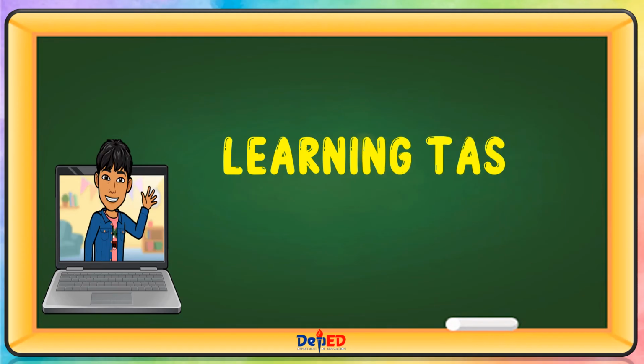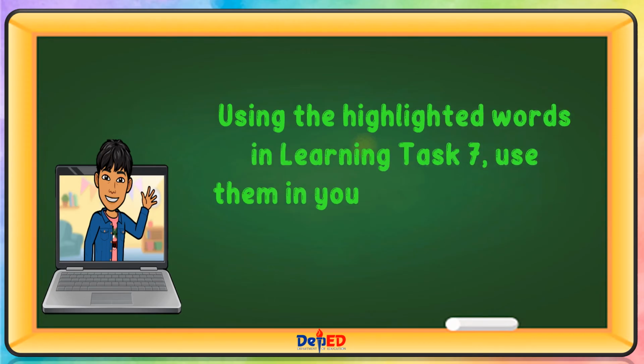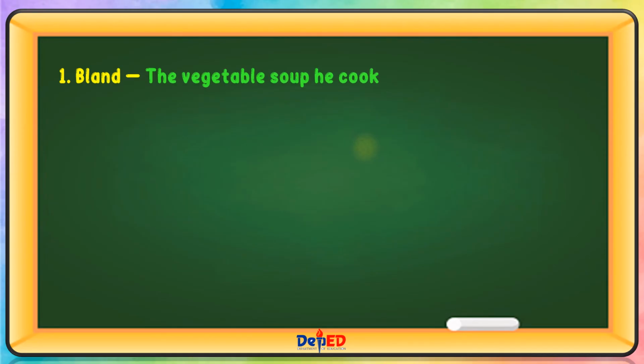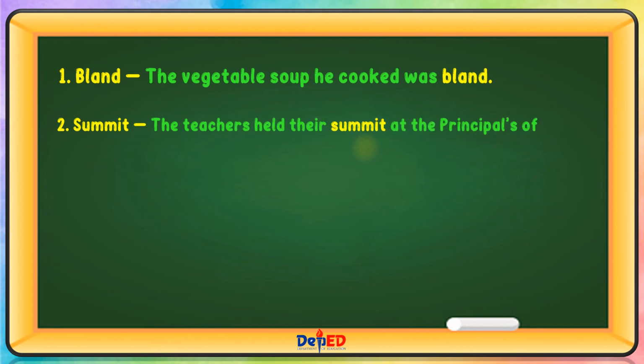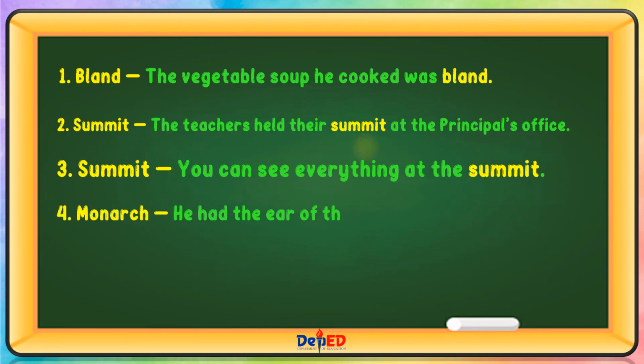Learning Task 9. Using the highlighted words in Learning Task 7, use them in your own sentences. Bland. The vegetable soup he cooked was bland. Summit. The teachers held their summit at the principal's office. Summit. You can see everything at the summit. Monarch. He had the ear of the monarch.